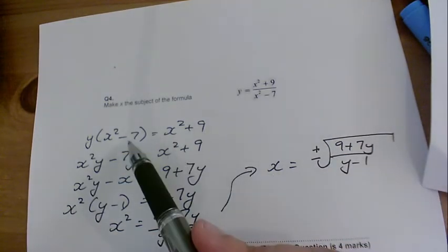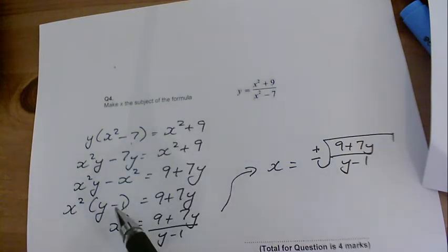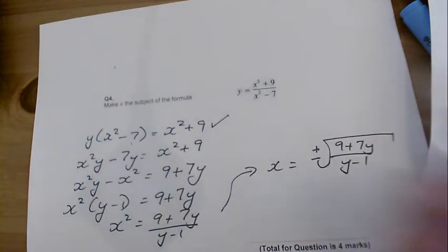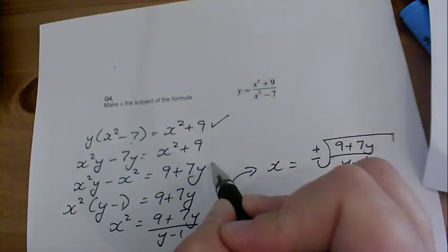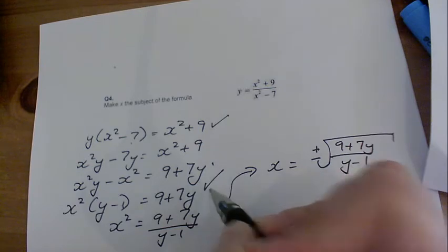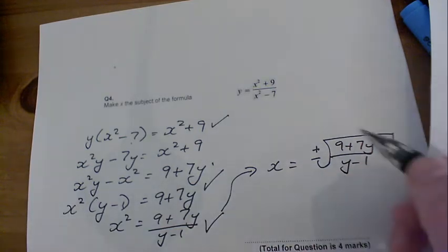So 1 mark for taking it across, 1 mark for isolating and factorizing, 1 mark for dividing. So let's go 1 mark for taking it and multiplying it across, 1 mark for isolating and expanding, 1 mark for dividing, 1 mark for the answer.